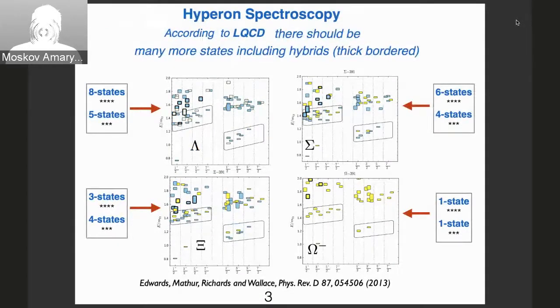So hadron spectroscopy, since the revolution which happened last century, we have made a lot of progress, but a lot of things remain to be done. For example, here I show four panels for hyperons: lambda, sigma, cascade, and omega hyperons. Currently in the PDG, I have written next to each panel how many states are well established and how many are three stars. And you can see each panel has many more states than are known.